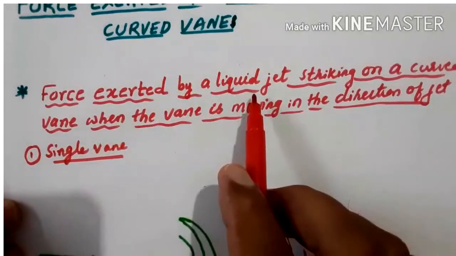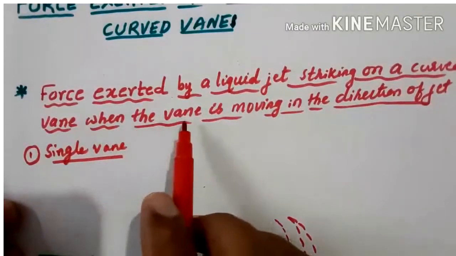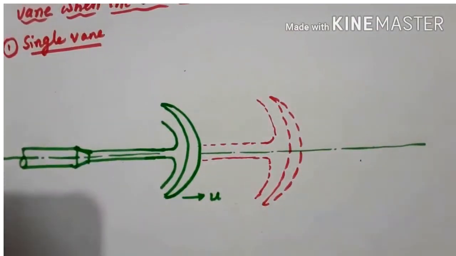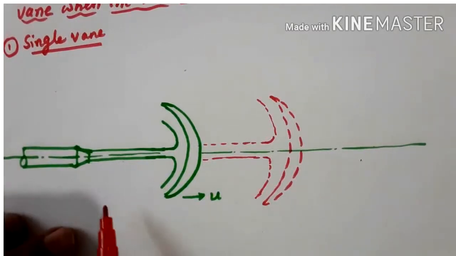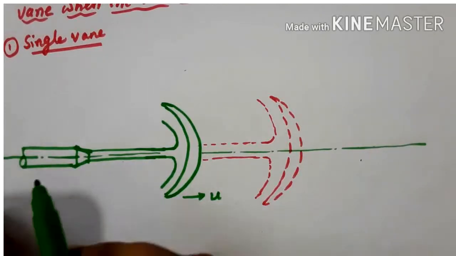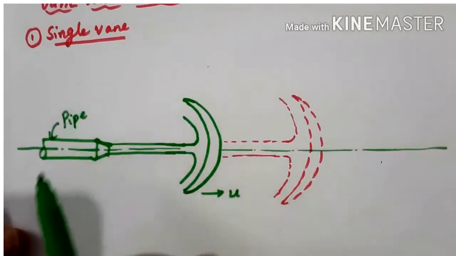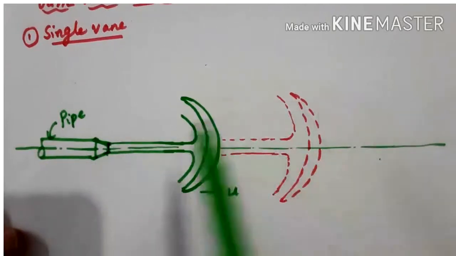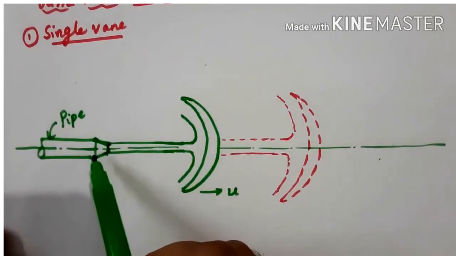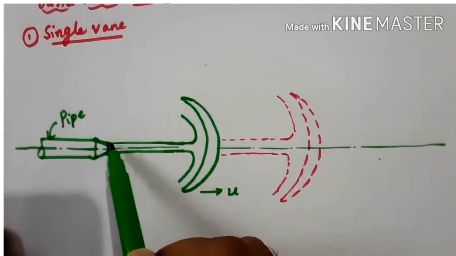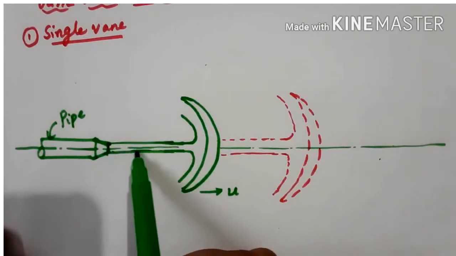Force exerted by a liquid jet striking on a curved vane when the vane is moving in the direction of the jet. Let us consider a liquid jet striking the vane. This is a pipe. Through this pipe a liquid is coming, and at the end of the pipe a nozzle has been fitted. As you know, the nozzle's function is to increase the kinetic energy of the liquid. When it comes out of the nozzle, it will come with a high kinetic energy, and this jet of liquid will be in the form of a circular rod.